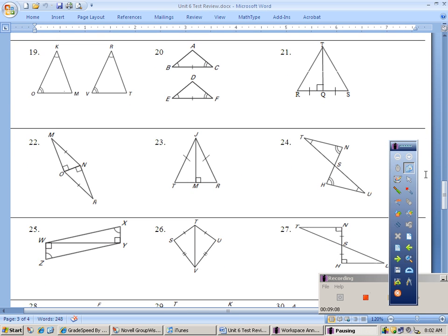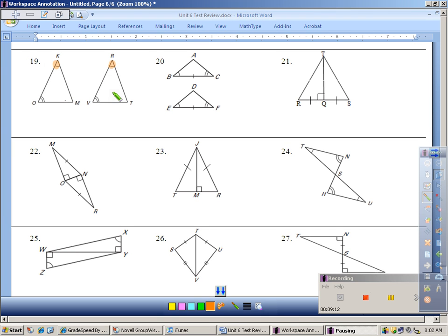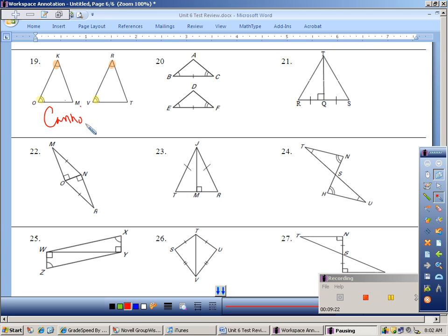Down below, looking at 19, I have K is congruent to R, O to V, and then I know nothing else between them. So with simply 2 angles, this one again cannot be determined.